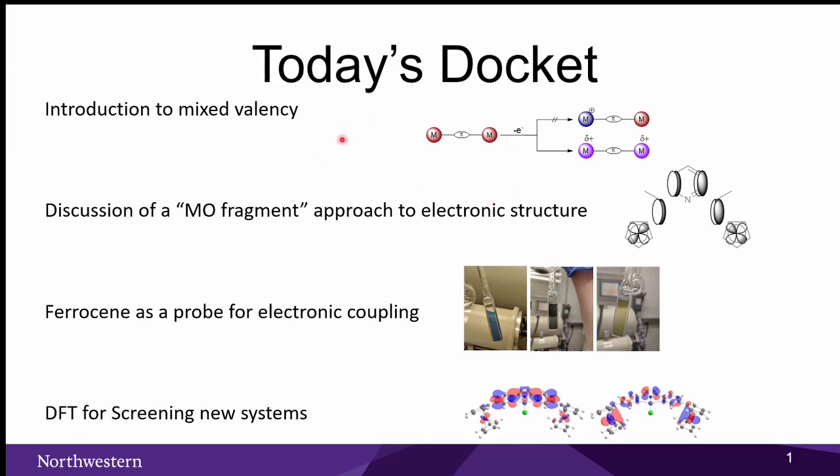So first, I'm going to talk a little bit about molecular orbital theory and sort of define what mixed valency and electronic coupling are, because that'll sort of be the meat of the research. Then I'll go into talking about what I mean by quote-unquote orbital Legos, and maybe a more professional way of calling it a molecular orbital fragment approach to looking at electronic structures. Then I'll talk about how I use ferrocene in this paradigm to look at electronic coupling between metals. And, if we're not going over time, I can talk about how I've used some DFT to bootstrap design of new systems.